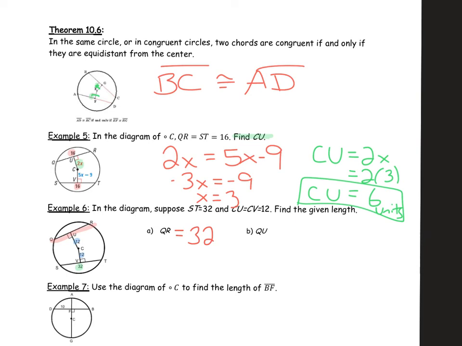And then if we're trying to find QU, we just cut that in half. QU is half the distance of QR, again, because it's perpendicular. So QU would just be 16 because 32 divided by 2 is 16.